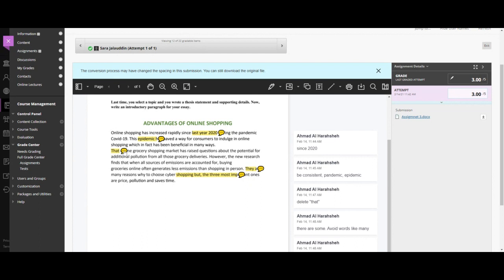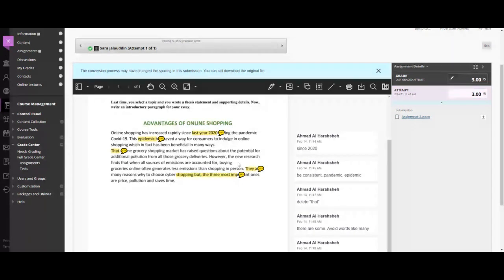Yeah, good. That refers to what here? Delete that. That online grocery shopping markets has raised questions about the potential for additional pollution from all those grocery deliveries. Again, this is a fragment. Yes, Sarah, you should rewrite it again. You can say that online groceries shopping market has raised questions about the potential for additional pollution for all those. Sorry, it's a good sentence, it's not a fragment. Just delete this one here. With that, it will be a fragment. If you delete that, it will be a complete sentence.